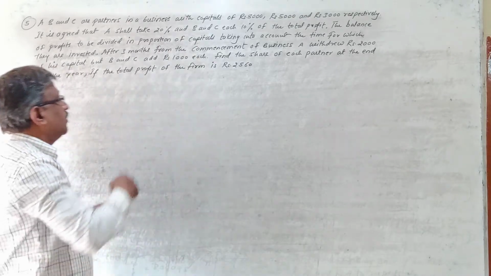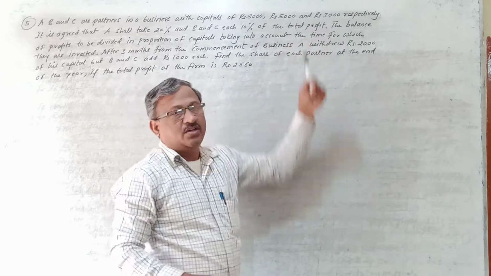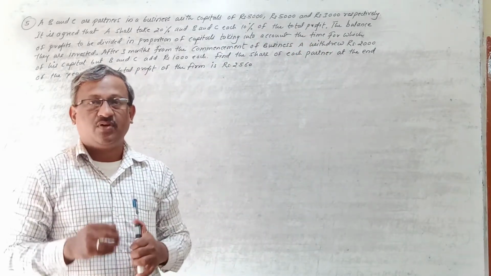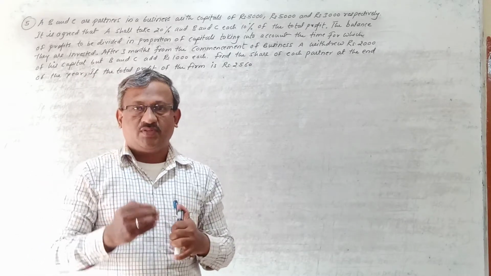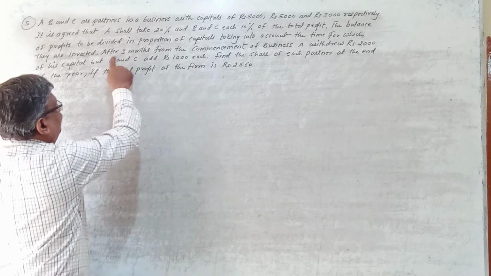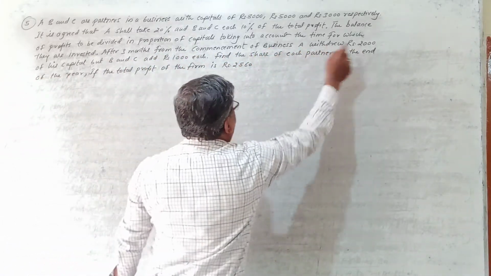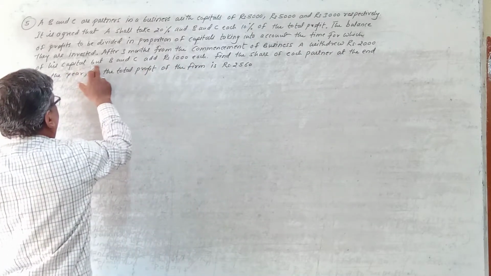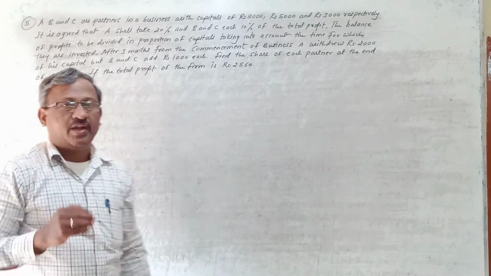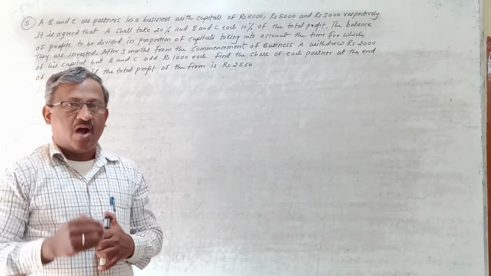Why? Because whatever capitals they have given, 8,000, 5,000 and 3,000, they are not invested for a fixed time or a fixed period. After a certain period, the capitals have changed. That is what is given here: after 3 months from the commencement of business, A withdrew rupees 2,000 of his capital, but B and C added rupees 1,000 each.